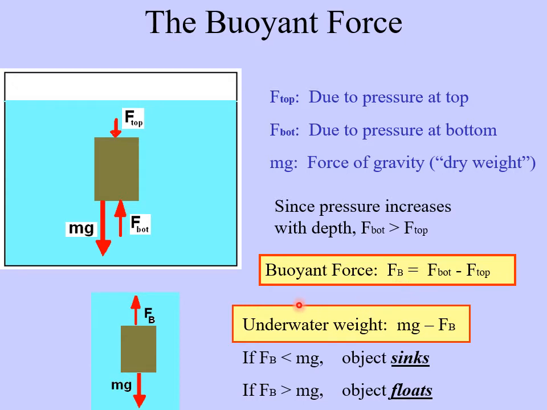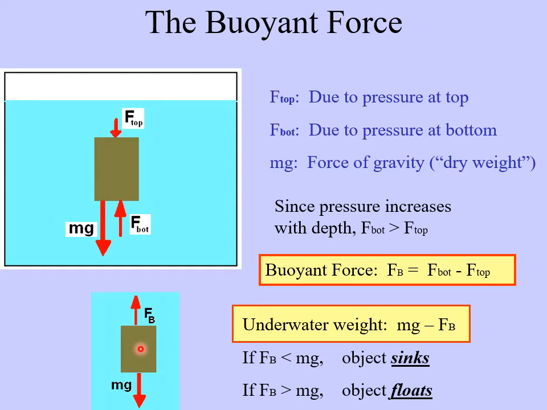So the underwater weight of this object, if we replace these two arrows with their equivalent buoyant force, which is going to push up, we have weight, mg, down, and we have the buoyant force, F sub B, pushing up. So the underwater weight is mg, which is the dry weight, minus F sub B, which is the buoyant force. So this F sub B reduces the weight of an object when it's underwater.